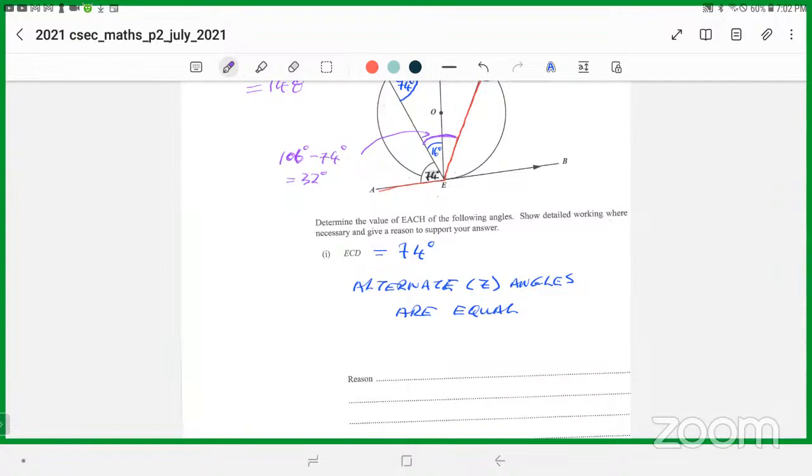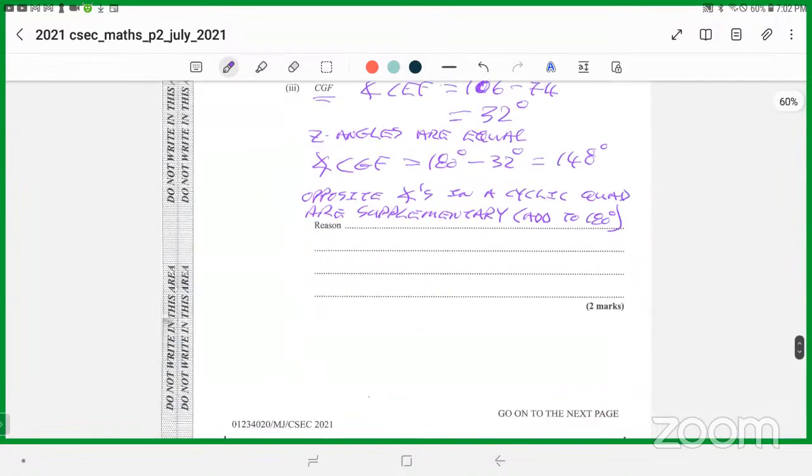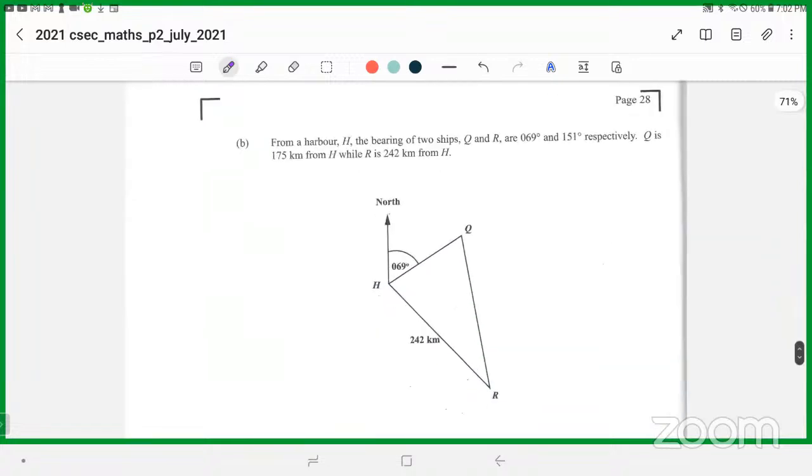Yeah, man, same thing. You don't have to use the word supplementary. All right. All right. Next question.